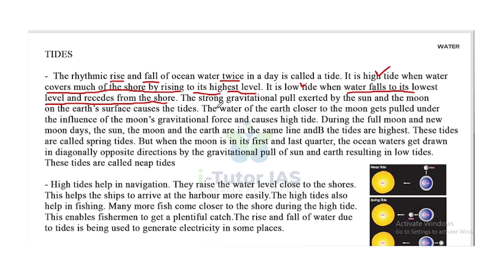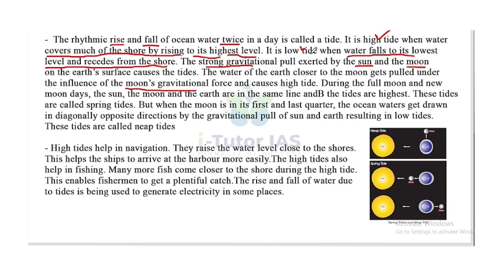What is the cause of these tides? The strong gravitational pull exerted by the sun and the moon on the earth's surface causes the tide. So what is the cause for the tide? The main cause is the strong gravitational pull exerted by the sun and moon. The water of the earth closer to the moon gets pulled under the influence of the moon's gravitational force and causes high tide. Look at this picture.